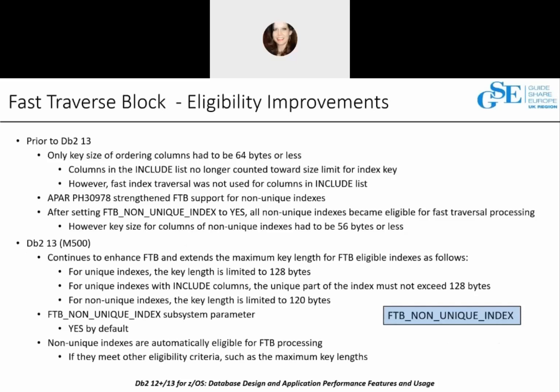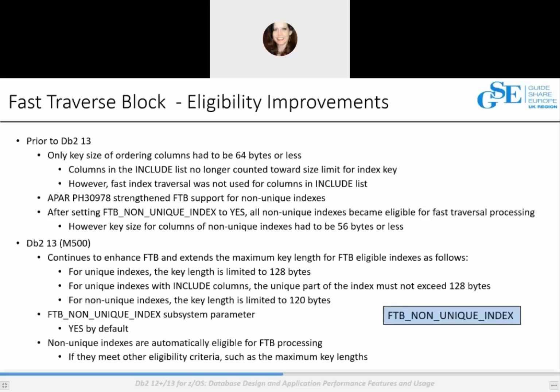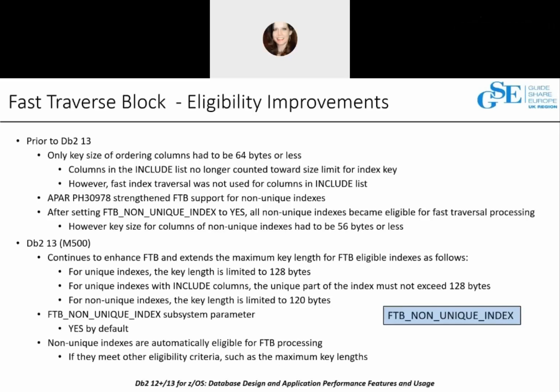And the other thing that happened in version 13 was that the key size limitation was removed. Prior to this, only columns of 64 bytes or less could take advantage of this. So now in 13, unique indexes up to 128 bytes can be considered, as well as non-unique up to 128 bytes. And that includes the include column. Non-unique indexes, like I said, will automatically be considered for FTB as long as they meet the other criteria, such as the max on the key length.